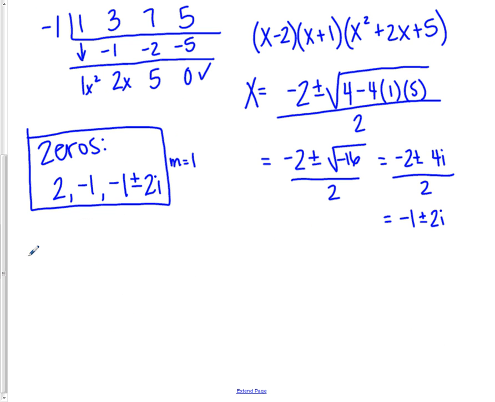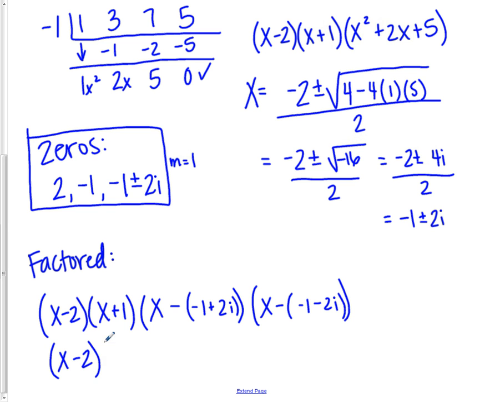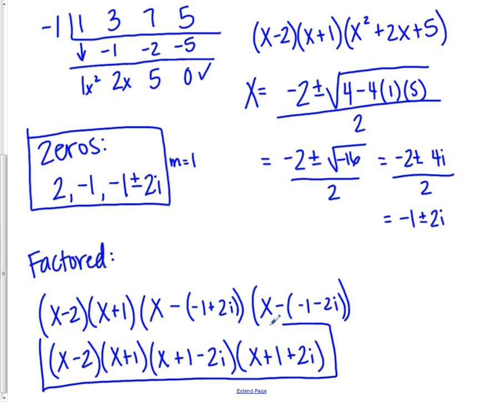And then it did ask for the final factored form. So to factor it out, we're just listing it out as x minus 2 times x minus a negative 1, which is plus 1, and then x minus each of these. So I'm putting those in parentheses just so that I remember that I'm subtracting the entire thing. So negative 1 minus 2i there. And then we could simplify that. So we would have x minus 2, x plus 1, and then here x plus 1 minus 2i, and then x plus 1 plus 2i. And that would be our final factored form for that entire polynomial.